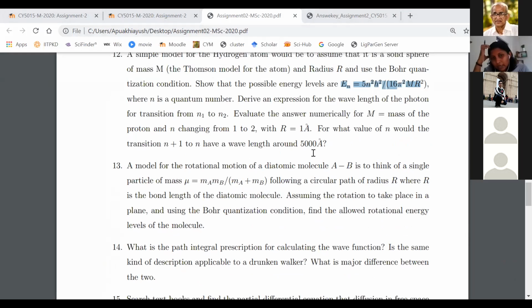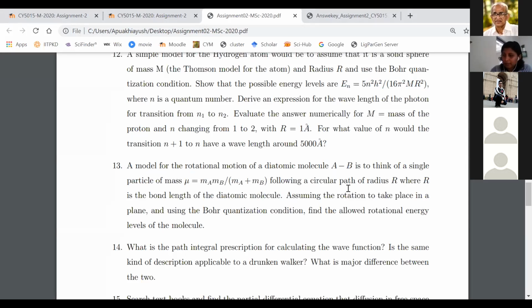Sir, one of the students was asking whether they have to go with a one-dimensional problem. No, this is happening in 3 dimensions. This is really a rotational motion of a diatomic molecule in 3-dimensional space. Therefore, you need to calculate the moment of inertia of the system.